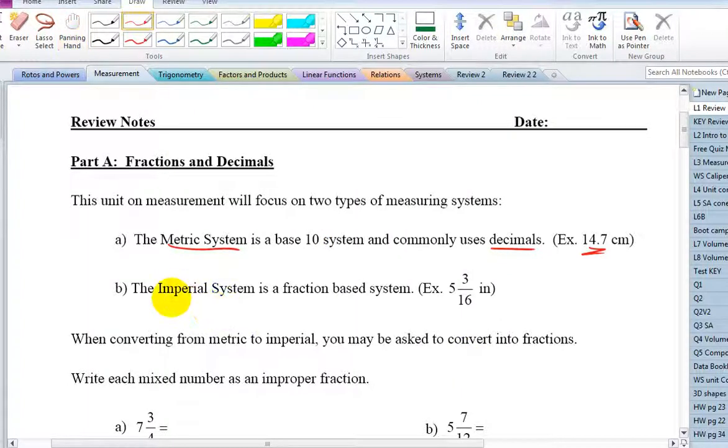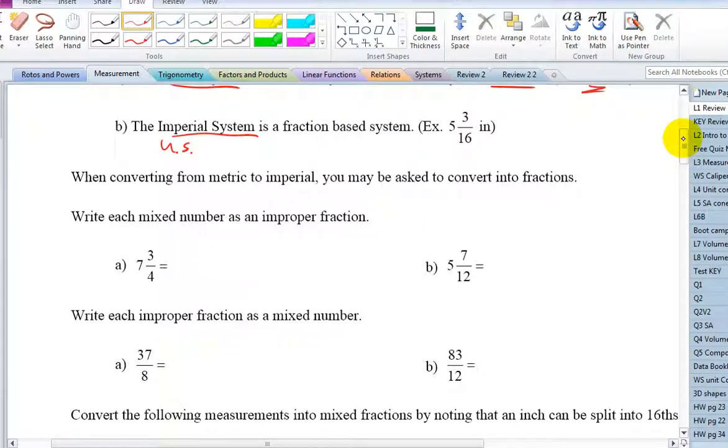The imperial system, okay, that's the US, and of course Britain. It's a fraction-based system. So a lot of it's going to be 16ths. Okay, you will not have decimals. There'll be a couple weird questions in your textbook where you might see some decimals for it, but it's not technically correct. Okay, usually we want to have it as a fraction, and then you got to round. It's kind of weird. So when converting from metric to imperial, you may be asked to convert into fractions.